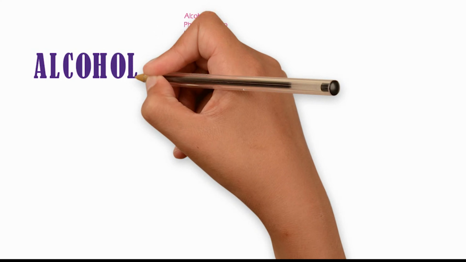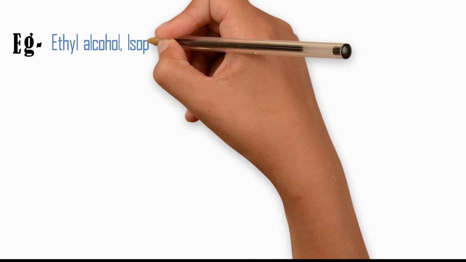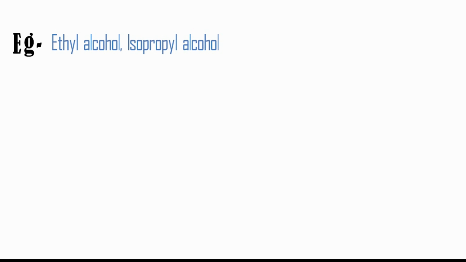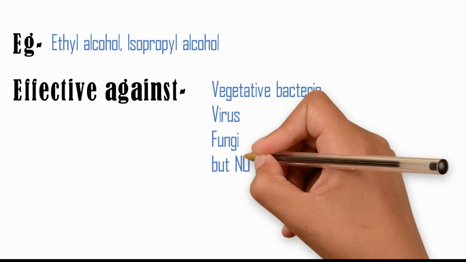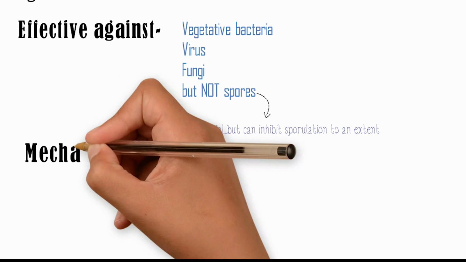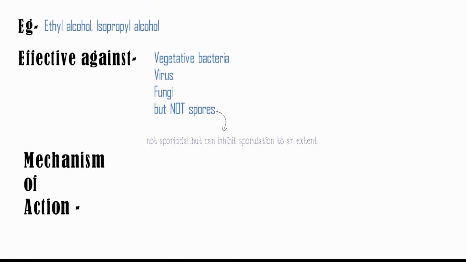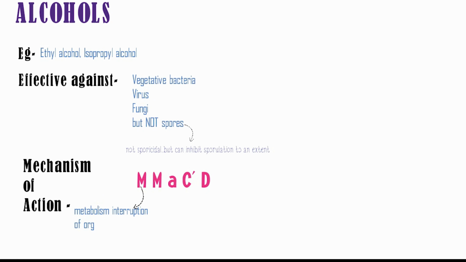Alcohol-based disinfectants. Two important examples include ethyl alcohol and isopropyl alcohol. They are effective against bacteria, fungi, viruses, but not spores. Mechanism of action, remember the mnemonic MACT, in which M stands for metabolism interruption of the microorganism, membrane damage which leads to cell lysis, and degradation or denaturation of the proteins of the microorganism.